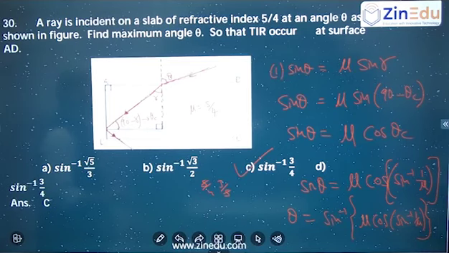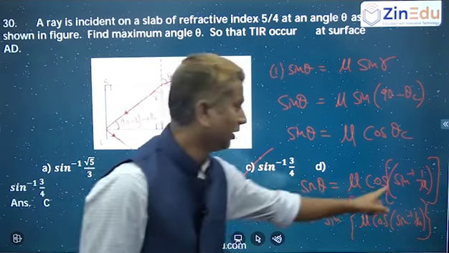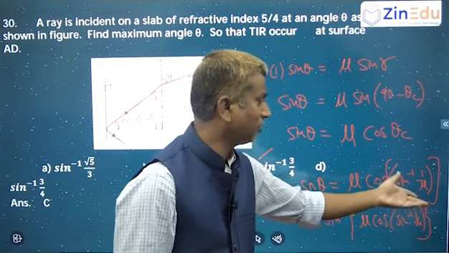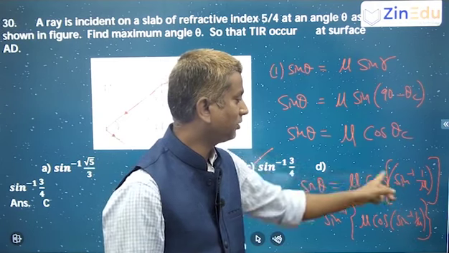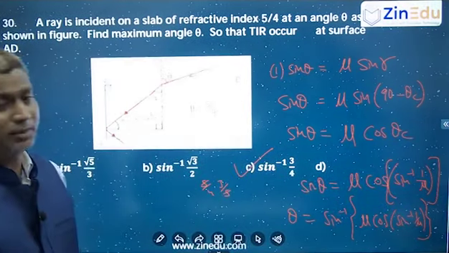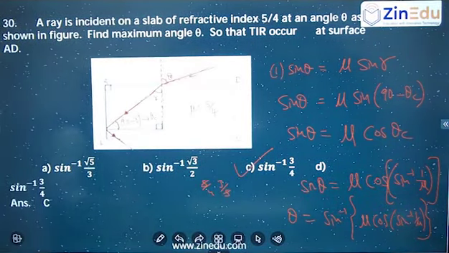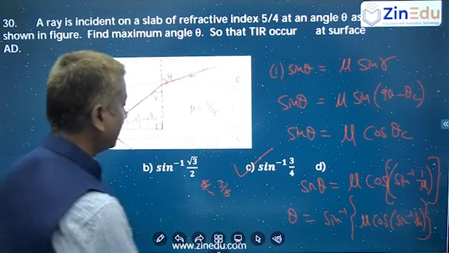Right? The simple calculations. Here itself you substitute sine inverse of 1 by nu because you already know the value of nu. So sine inverse of 1 by nu, how much? Cos of that, how much? So step by step you can make it. Right? So this is question number 30.